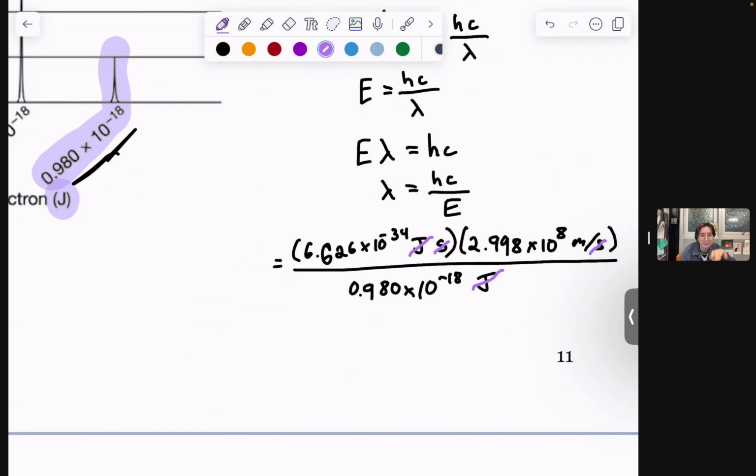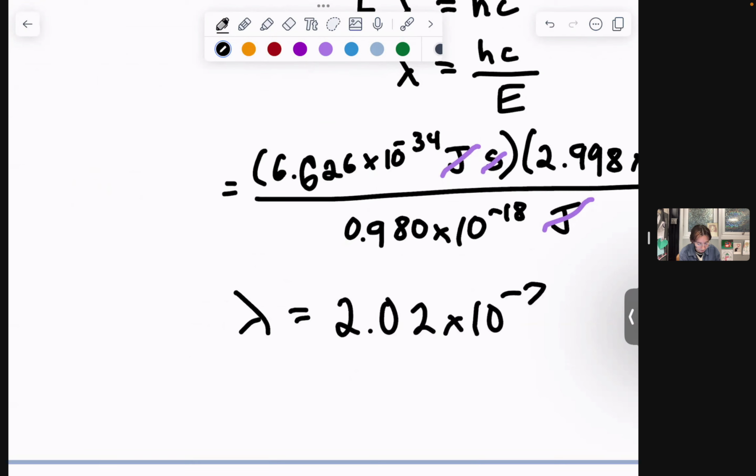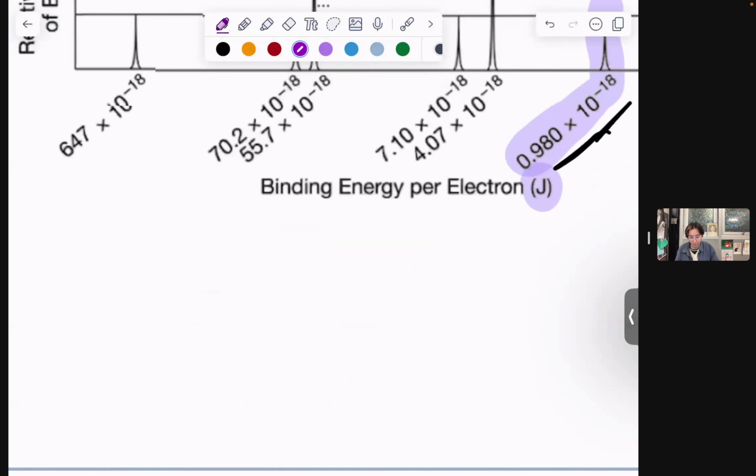Pause and actually plug this into your calculator. Make sure you are able to do it and get the right answer. Sometimes scientific notation can be weird in calculators. What you should have gotten is that lambda, our wavelength, is equal to 2.02 times 10 to the negative 7 meters. Ba-boom. I know the question just asked for meters, but it's super common for wavelength to be in nanometers, so I just want to point out how you would do that if you were asked to.